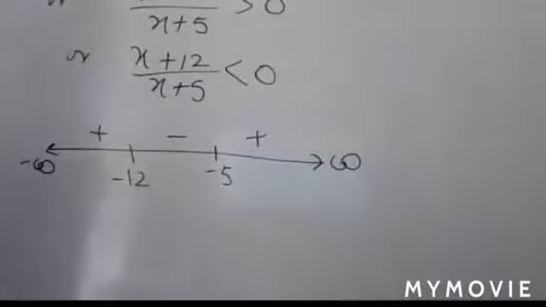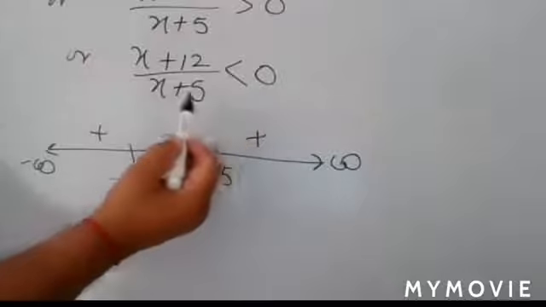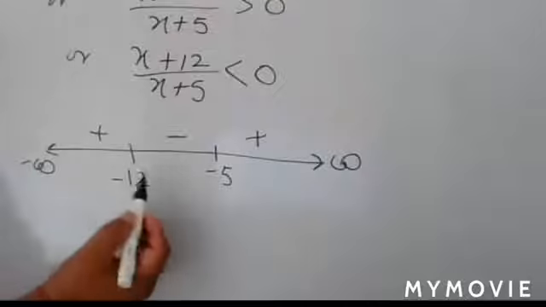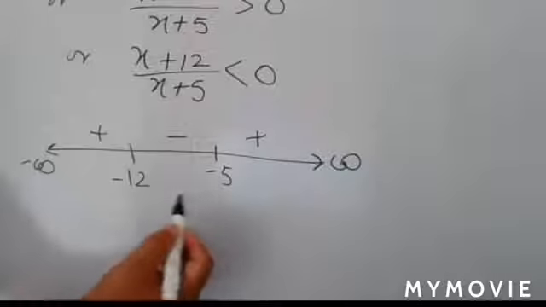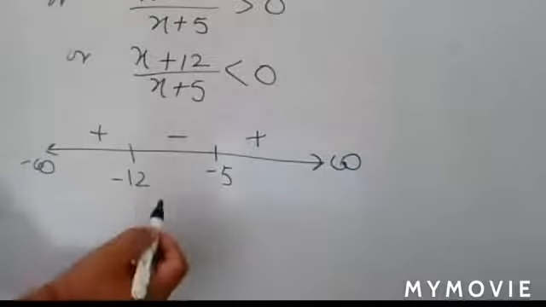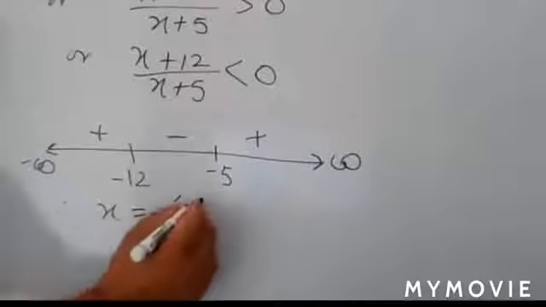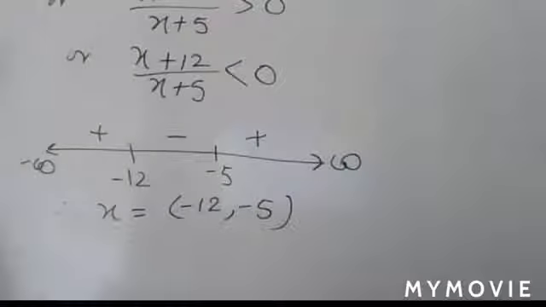Yes, write it. Now, if you see here, the complete fraction is negative, means less than 0. That complete fraction is less than 0. Okay, so less than 0 means negative. So the negative values lie between minus 12 to minus 5, and that gives your answer. So from the number line, you see that the value of x is minus 12 to minus 5, and that is your answer. Note it.